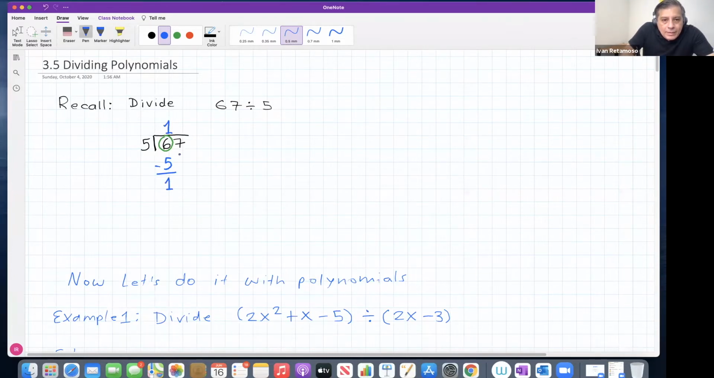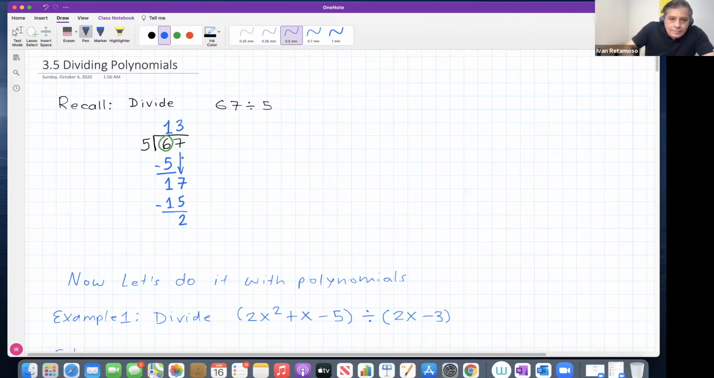Next, you bring down the next digit. The next digit happens to be a 7. And then you start this process again. How many 5 into 17? Well, that is approximately 3. 3 times 5, 15. Subtract again. This is 2. And then we don't have more digits to bring down, which means that this is it. This is the end.